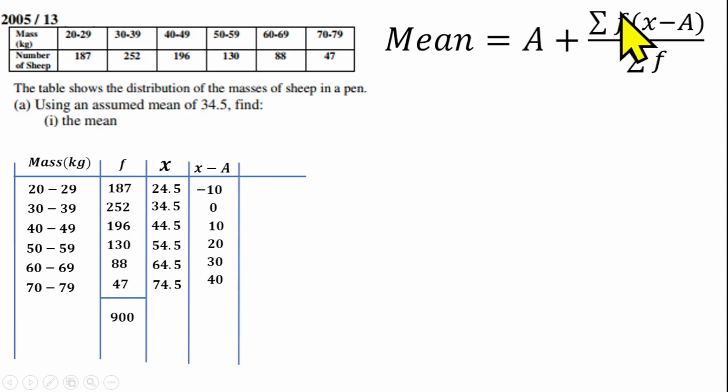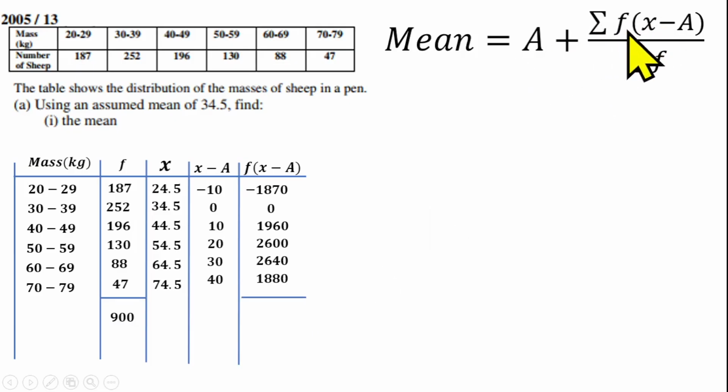So from there now, frequency will now multiply x minus assumed mean. So use your frequency here to multiply what you are having here. So you have 187 times minus 10. That should give us minus 1870. 252 times 0 gives us 0. 196 times 10 gives us 1960. 130 times 20 will give us 2600. 88 times 30 will give us 2640. 47 times 40 will give us 1880.